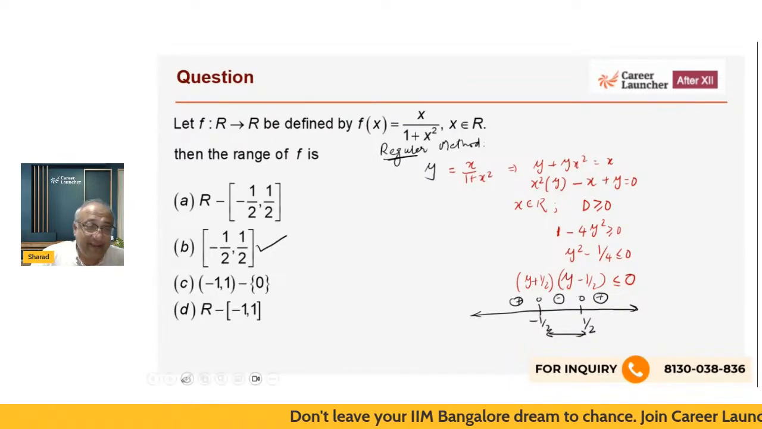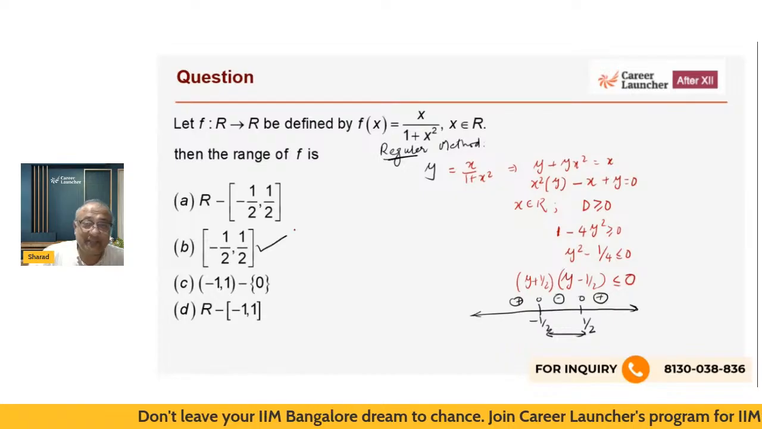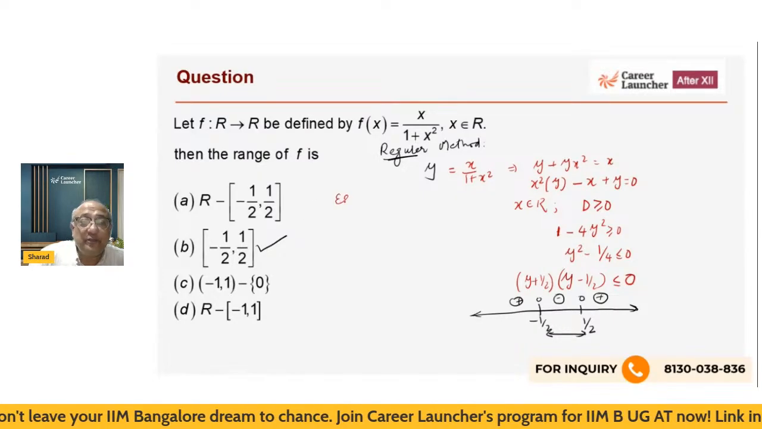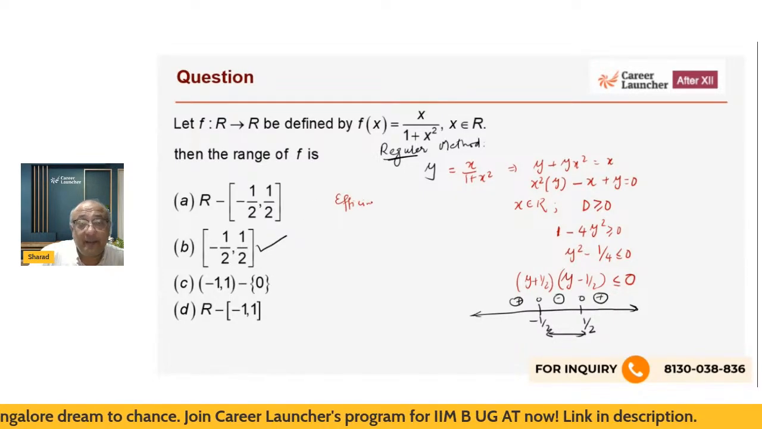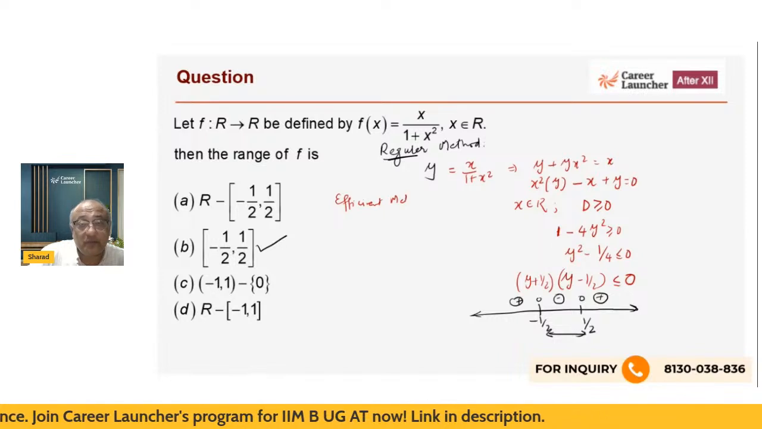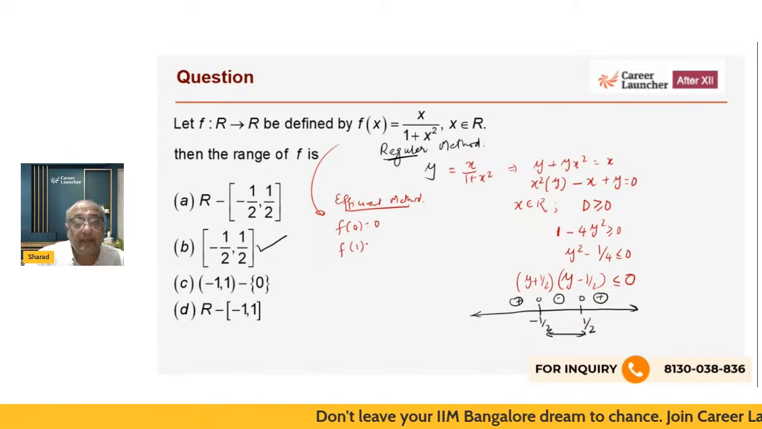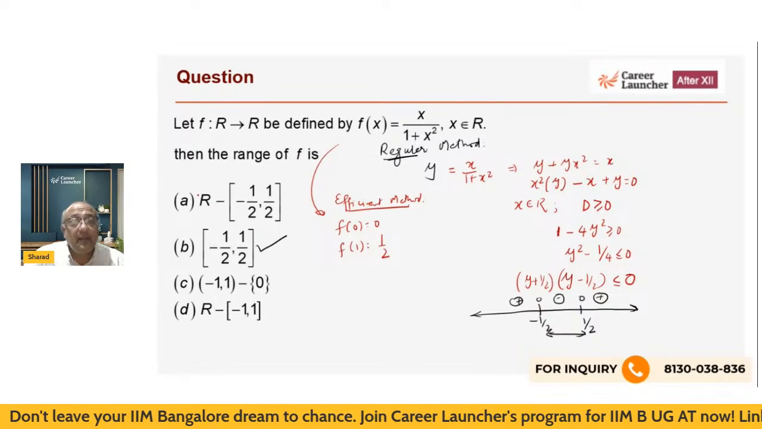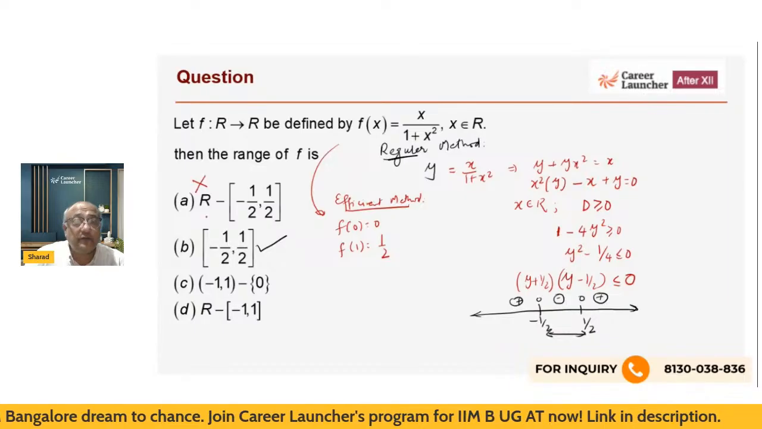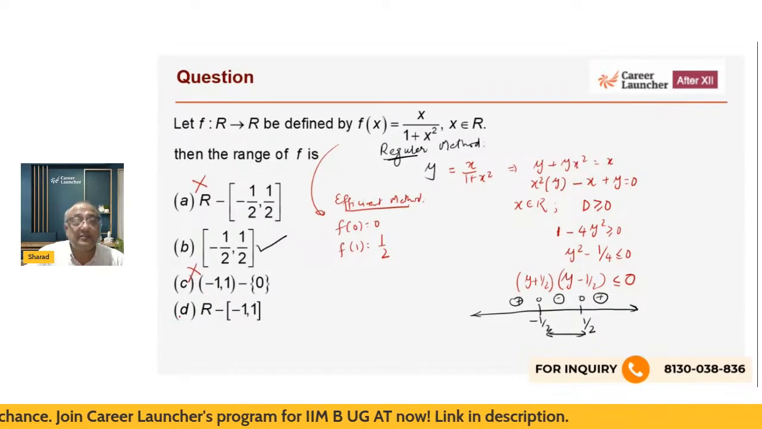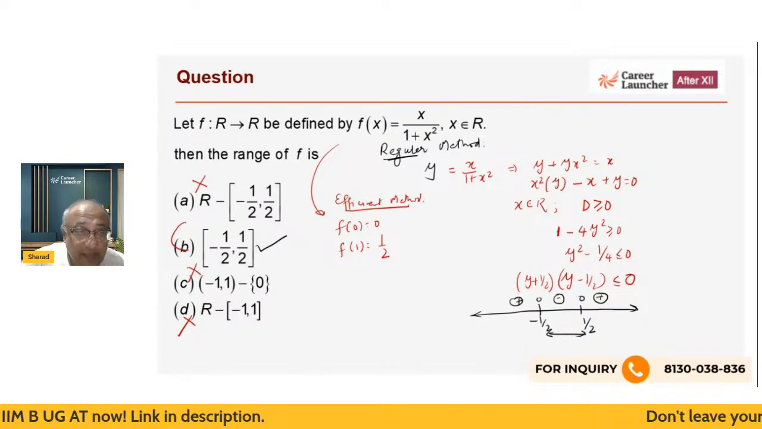Now let me tell you how I would have solved this problem via a more efficient method. You can call it a jugaad method. What is the more efficient method in this? It is so simple. Just compute f(0). What is f(0)? It is equal to 0. And compute f(1). f(1) is what? 1 by 2. Now see, this particular option does not allow for 0, so this cannot be the answer. This does not allow for 0, this cannot be the answer. So B has to be the answer.